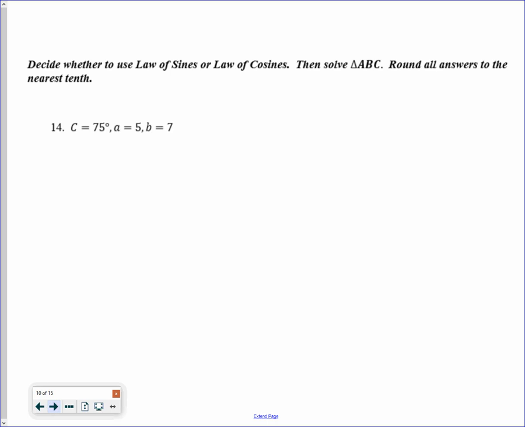We have a picture here: A, B, C. Angle C is 75, side A is 5, and side B is 7. So I can't use the law of sines because I have no ratio, no angle with its side opposite.